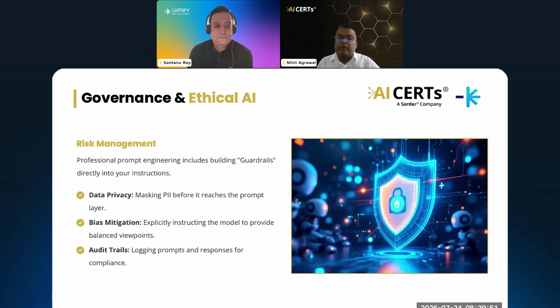And last is audit trails. In professional environments, accountability is extremely important. Maintaining records of prompts and AI responses creates an audit trail that supports compliance reviews. So this basically helps with compliance, quality checks, and accountability. Keep a log so you can prove what happened.